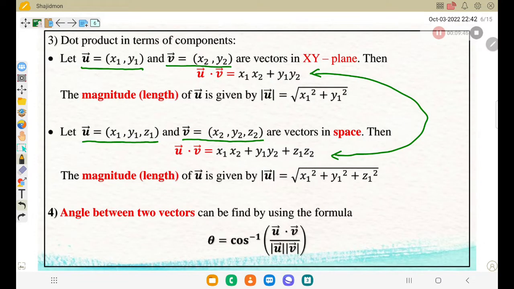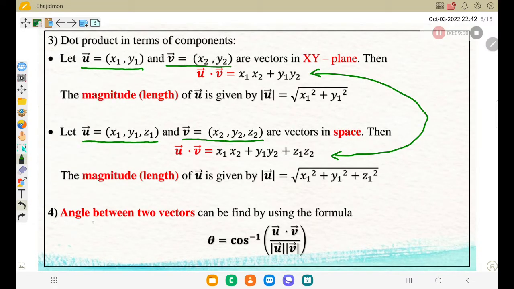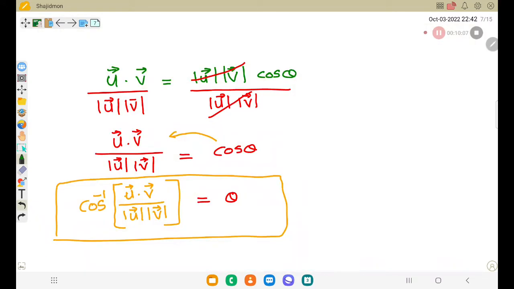So this is the third point we wrote here. Fourth point, that is the angle between two vectors is theta equal to cosine inverse of u dot v divided by absolute u multiplied by absolute v. I hope you understood these points. Okay, short points, I have just given in brief here. Now we will go to the questions.